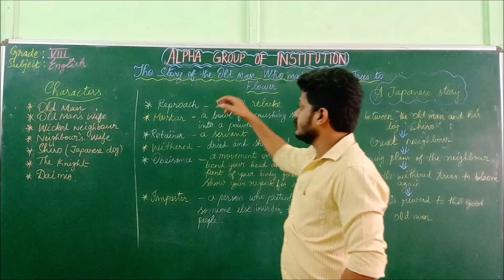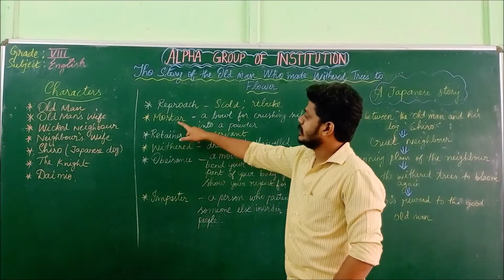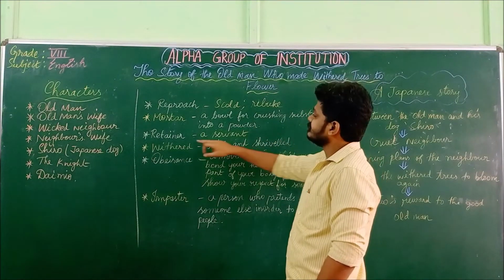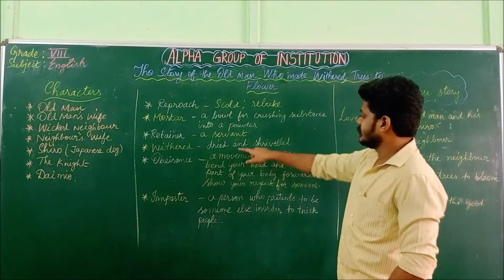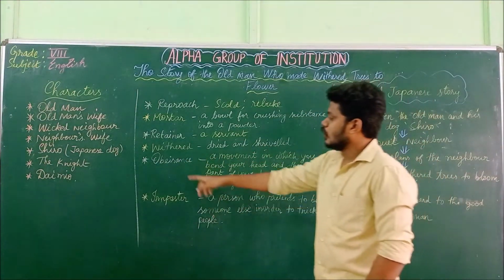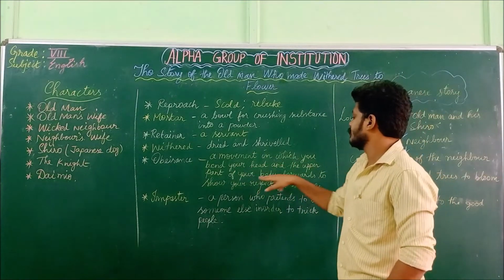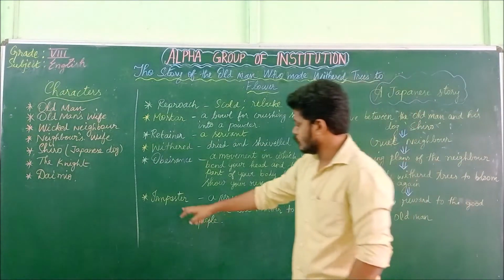Okay, just listen to this: reproach, scold or rebuke. Mortar, a bowl for crushing substances into powder. Retainer, a servant. Withered, dried and shriveled. Obeisance, a movement in which you bend your head and the upper part of your body forward to show your respect for someone. Next, imposter.